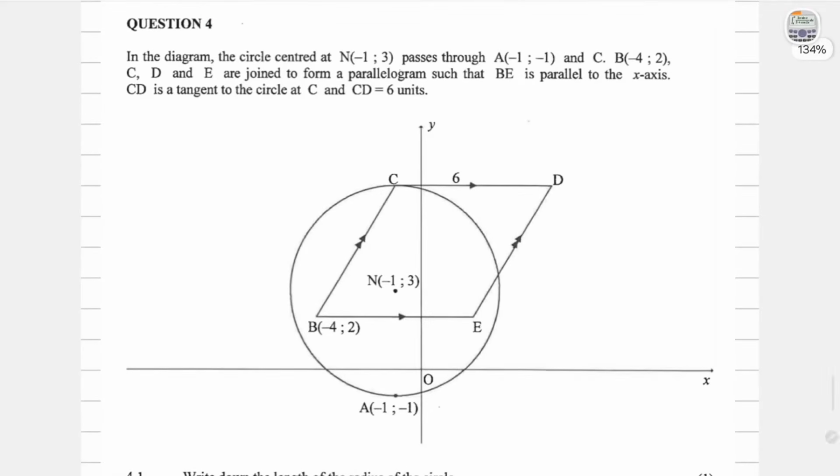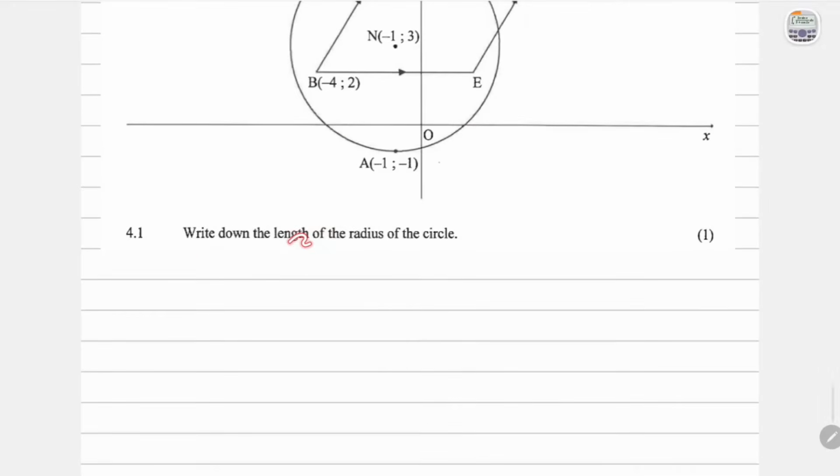Question 4 says, in the diagram, the circle centered at N passes through A, which is (-1, -1), and C. Then we have B, (-4, 2). C, D, and E are joined to form a parallelogram such that BE is parallel to the x-axis. And lastly, they tell us that CD is a tangent to the circle at C, and CD is equal to 6 units. And the first question is to write down the length of the radius of the circle.